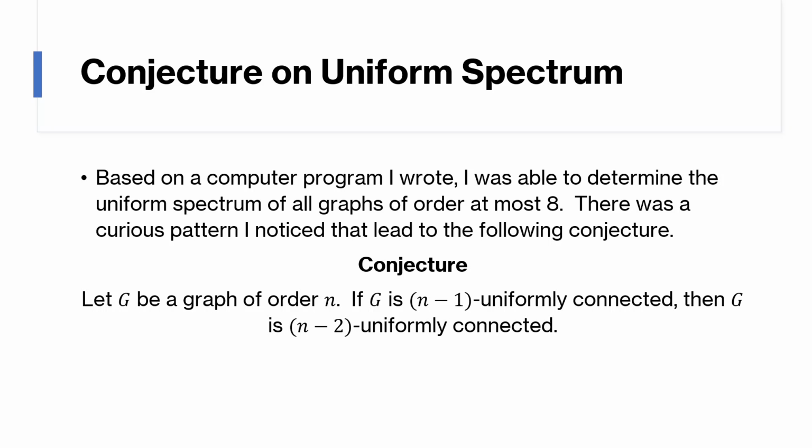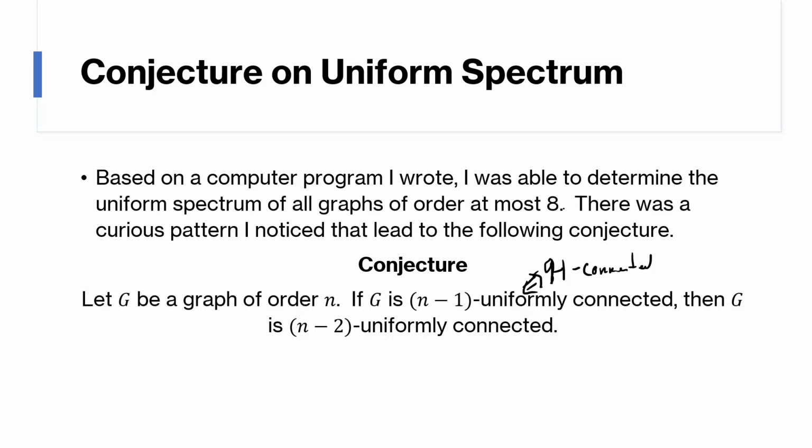The idea was, anytime I found a graph that had n-1 in its spectrum, so any graph that was n-1 uniformly connected, remember this is the same thing as Hamiltonian connected, then G also had n-2 in its uniform spectrum. It was n-2 uniformly connected. And this was true for all graphs of order at most 8.